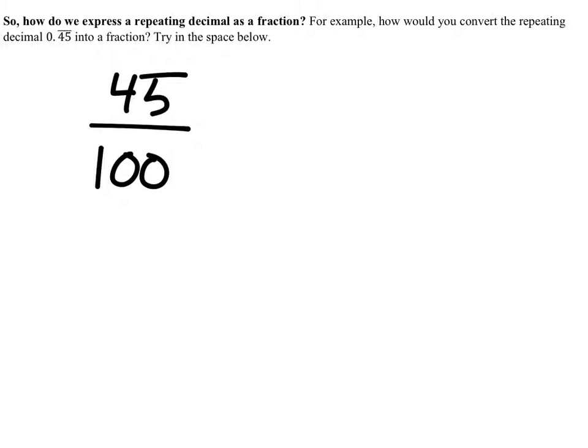So how do we express a repeating decimal as a fraction? For example, how would you convert the repeating decimal of 0.45 repeating into a fraction? Try in the space below. Alright, so we see a lot of this on your worksheets, right? 45 over 100, which actually is a pretty good guess, okay? Because what would this give you? It would give you 0.45. It just wouldn't repeat, right? So it's pretty close. The problem is we do need to show that it does repeat.